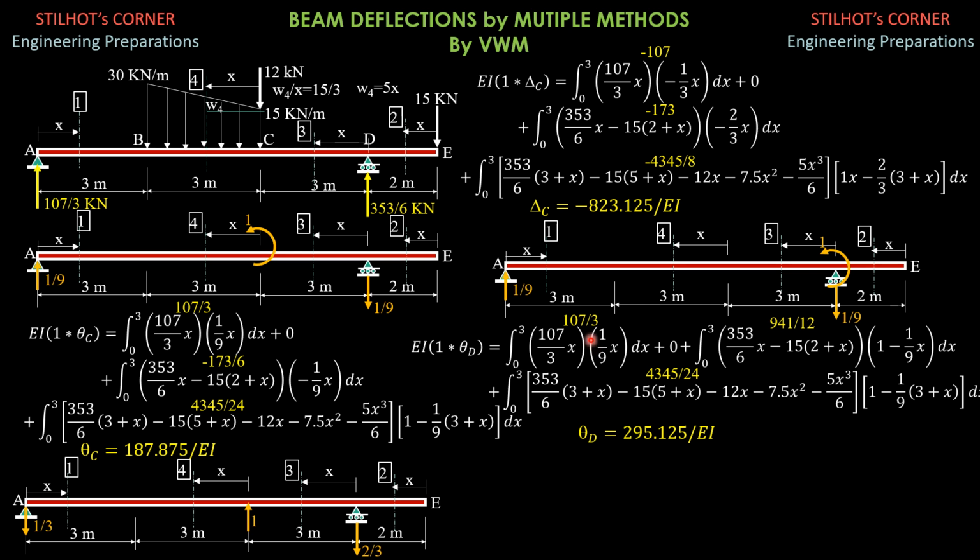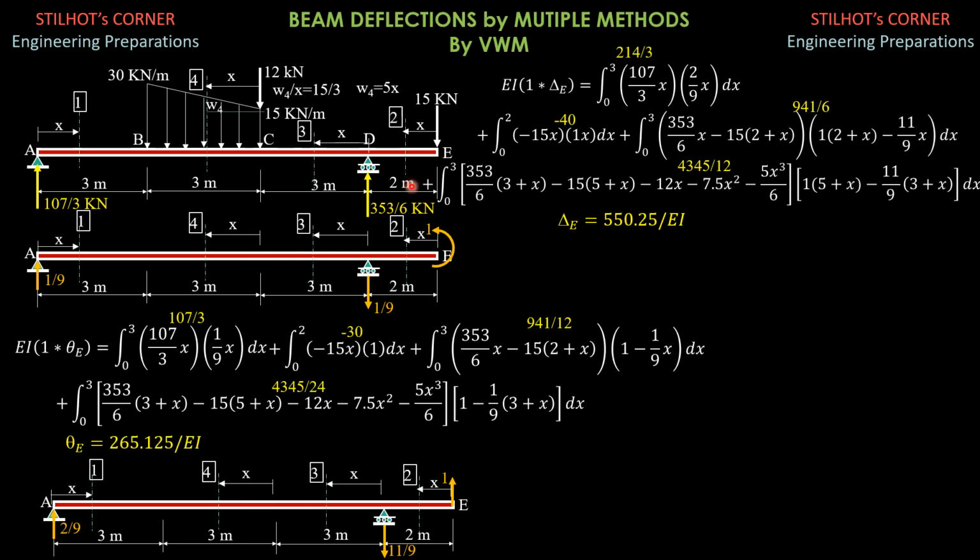So using your high-tech calculator, the value of the first integral is 107 over 3, second 0, third 941 over 12, and the last 4045 over 24. So combining these values, theta D is 295.125 over EI. So that's also counterclockwise because it is positive.